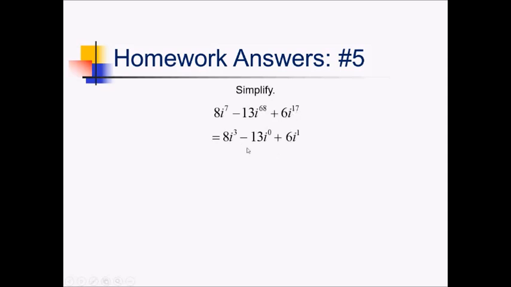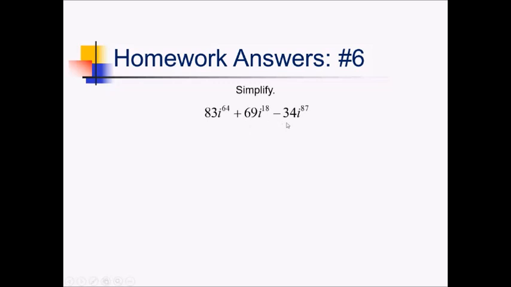Simplifying a little bit further, i to the third is really -i, so this is -8i. i to the 0 is just 1, so this is just -13. And i to the first is just i, so this is +6i. At this point, we can combine these imaginaries together. So we have -13 by itself, and then -8i plus 6i gives me -2i. So if I want to write the real number first, I can write -13 minus 2i.